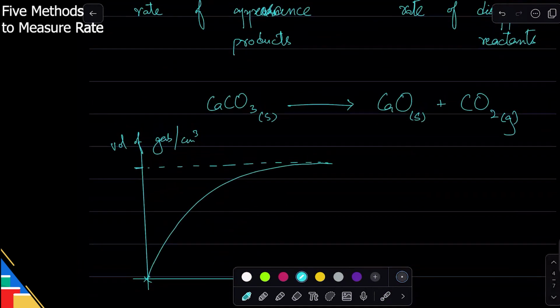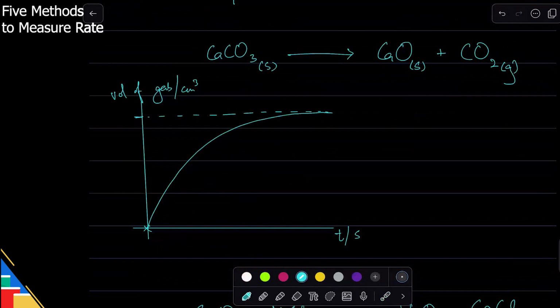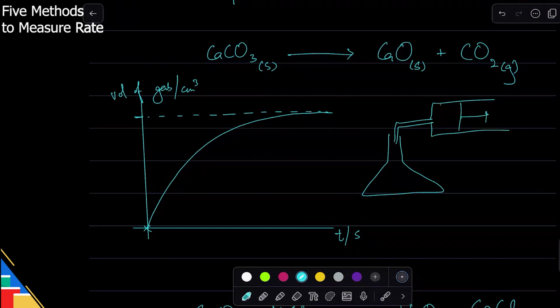Similarly, we can measure the appearance. If a gas is coming out, we can measure the volume of gas produced after a while. So a basic setup might be like this: we do the reaction here, we connect it with a gas syringe, and always measure with graduations. These graduations are important. If you don't put them there, then you will not be able to measure. So always, if you're drawing the diagram, put these marks there.